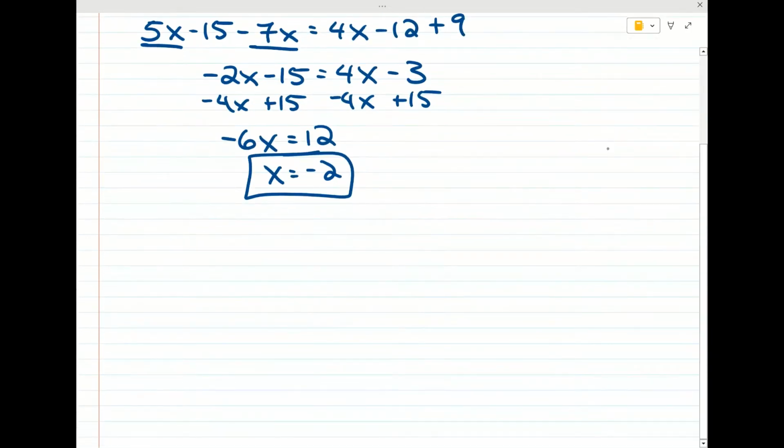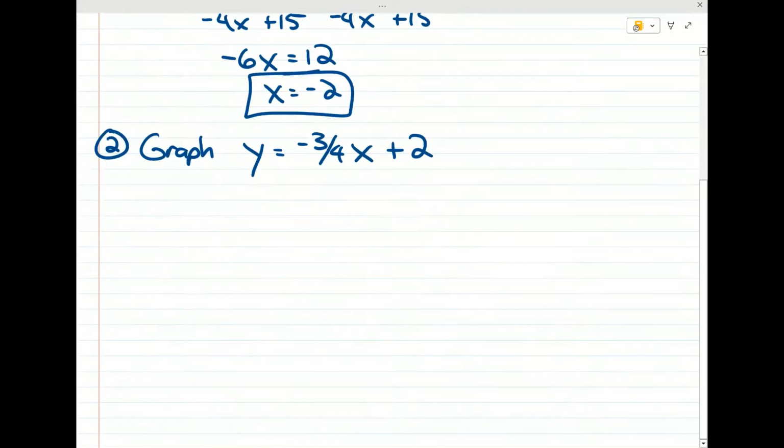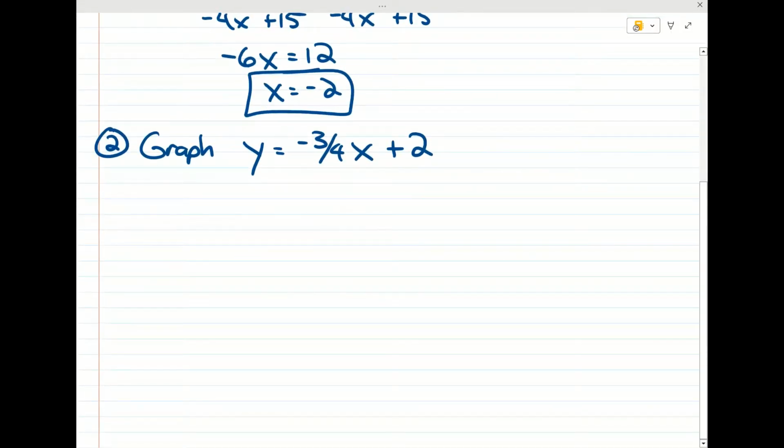Moving on to the second problem, I'll ask you to graph y is equal to negative 3/4 x plus 2. The way we talked about graphing equations is we said if it's in slope-intercept form, this second number is called the y-intercept, where it crosses the y-axis. And then the number in front of x is our slope.